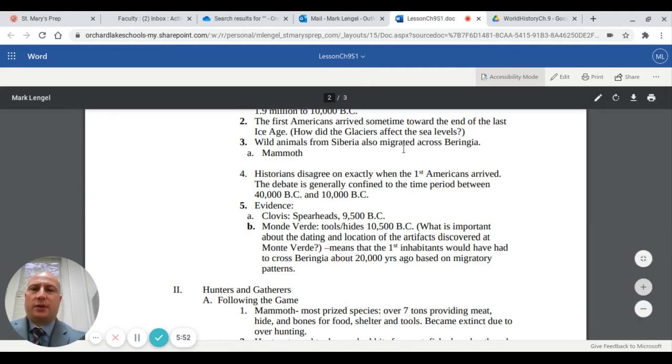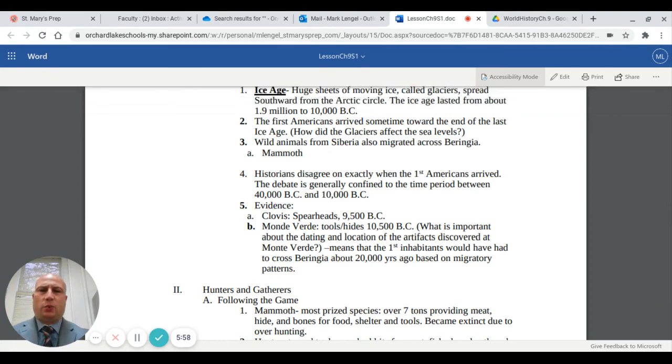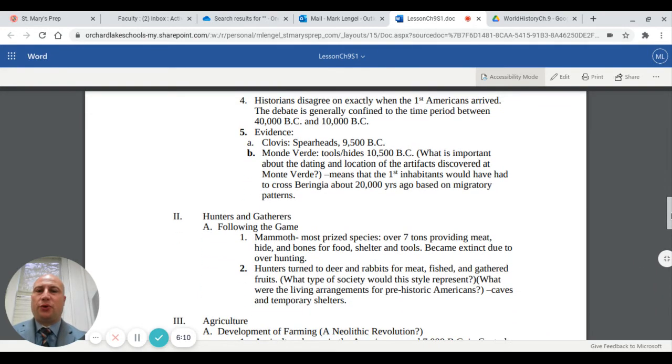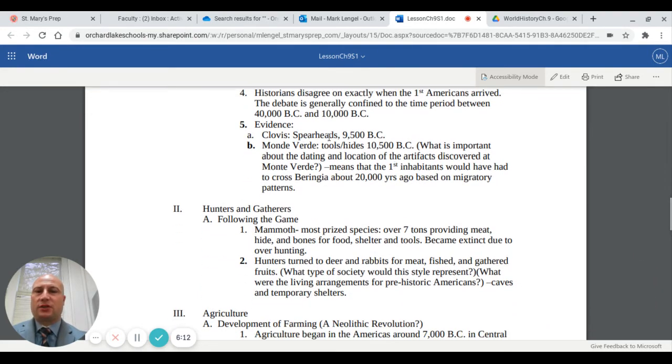Wild animals from Siberia also migrated across Beringia, such as the mammoth. Historians tend to disagree on exactly when this all took place, but like I said earlier, the debate is generally confined to between 40,000 BC and 10,000 BC. We do have some points of evidence now. I showed you Clovis. At Clovis, we have discovered spearheads that carbon date back to about 9,500 BC.